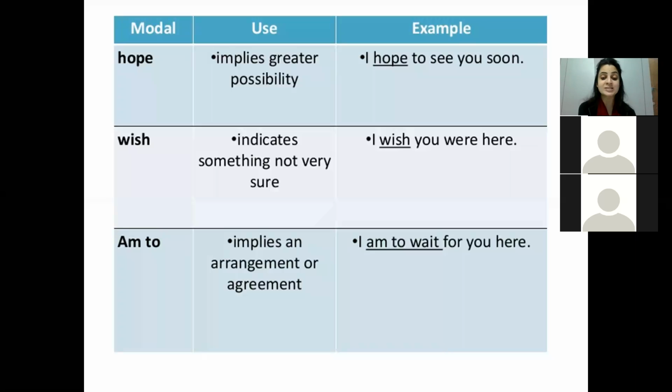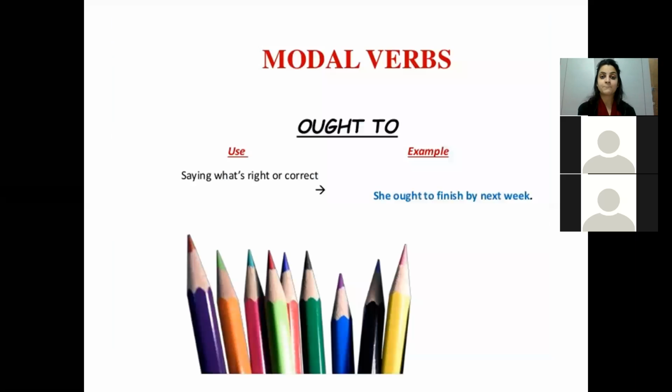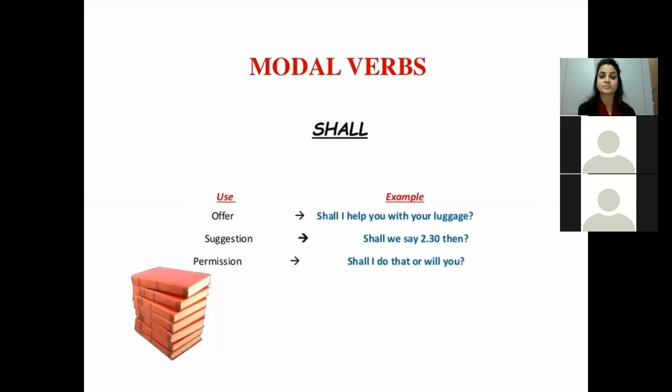At first glance, you might feel that the sentence is not worthy, that it is not making sense. But yes, actually it is I am to, because with I we often use am only. So I am to wait for you here. I mean, I'm waiting for you here. Ought to, we have already spoken about it, but yes, it says what's right or correct. She ought to finish by next week, whatever she is doing.